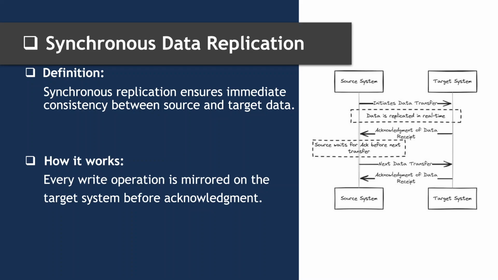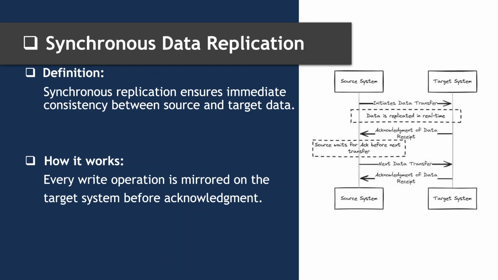Here's how the process works. Firstly, the source system initiates a data transfer to the target system. Next, the data is replicated in real time to the target system. After the data is received by the target system, it sends an acknowledgement of data receipt back to the source system. Next, the source system waits for the acknowledgement before initiating the next data transfer. Upon receiving the acknowledgement, the source system can proceed with the next data transfer.